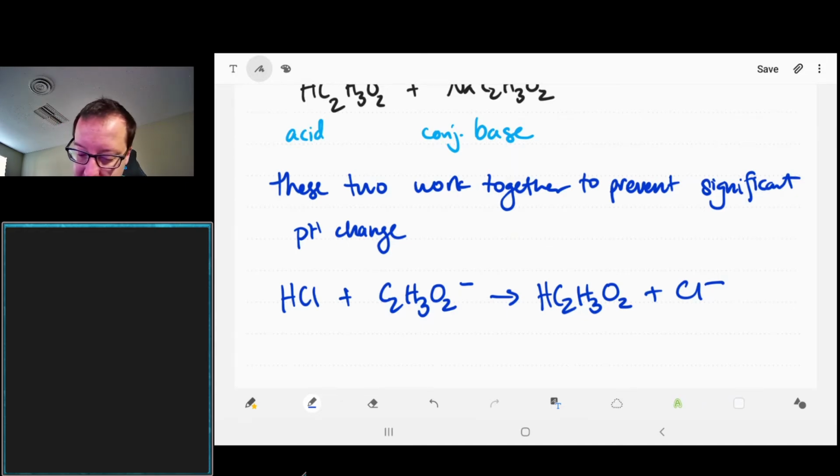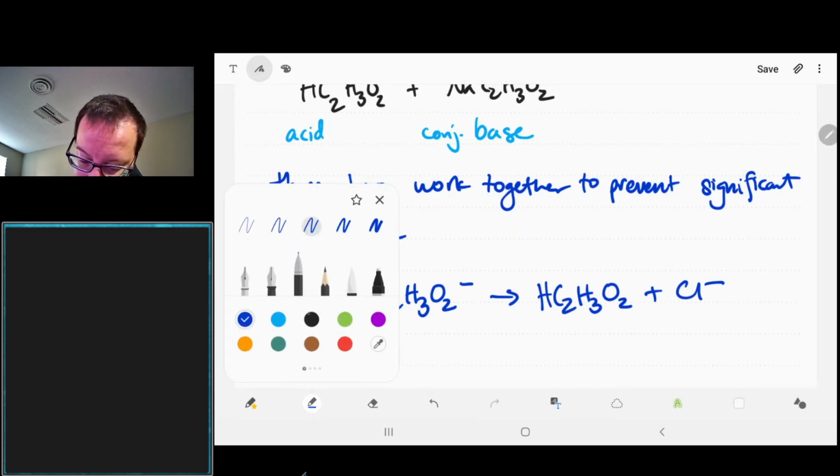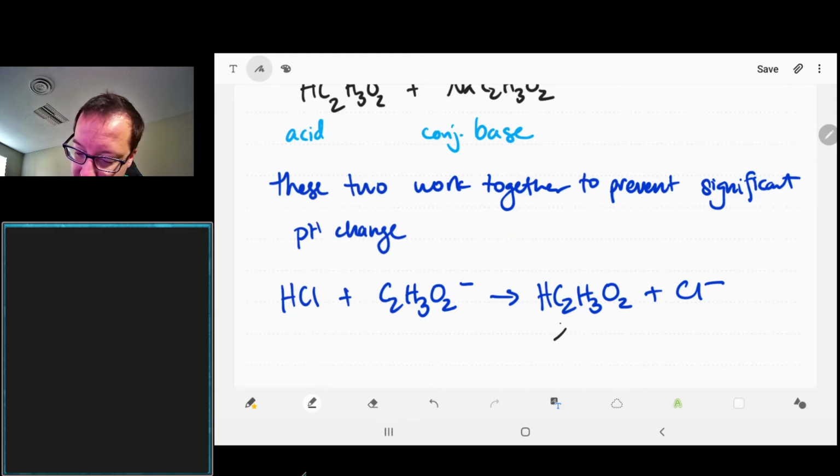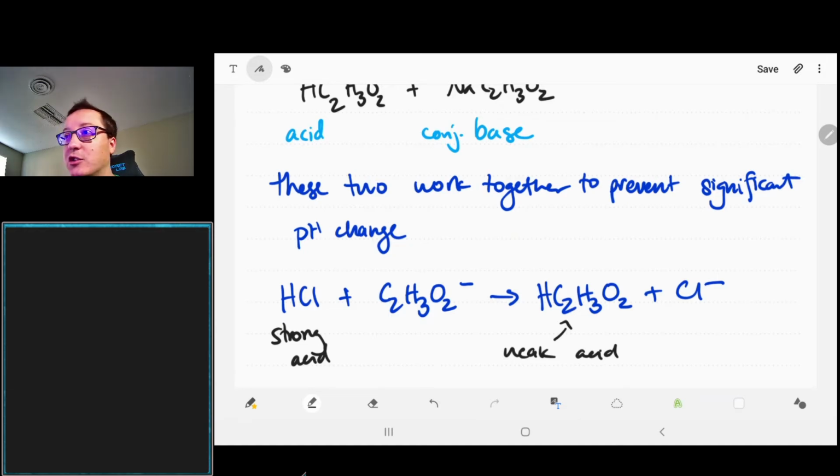And so what's going to happen here is we'll have our just standard acid-base reaction, where we'll have our proton moving from one thing to another. We now have generated more. We had a strong acid here. Strong acids can affect pH very effectively. But now we've turned it into a weak acid, which is not going to be able to do a large pH change.